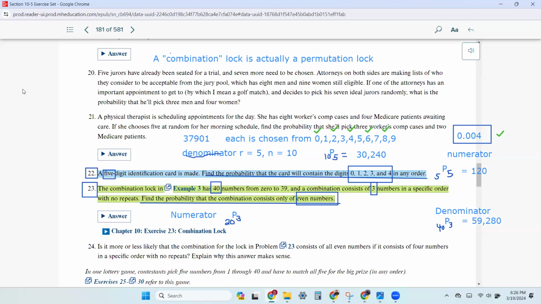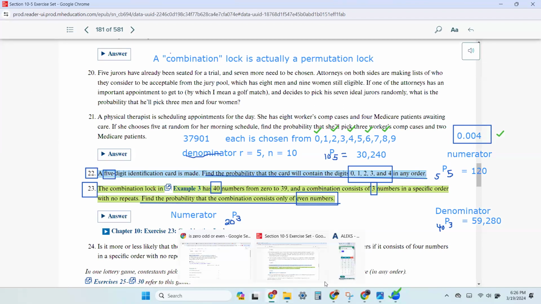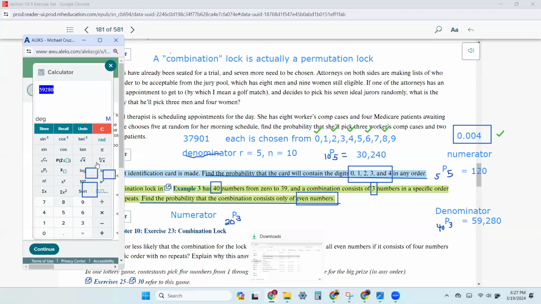So then this here is going to be 20 P3. It's half of the number. So now that's going to be 6840. So this is divided by.